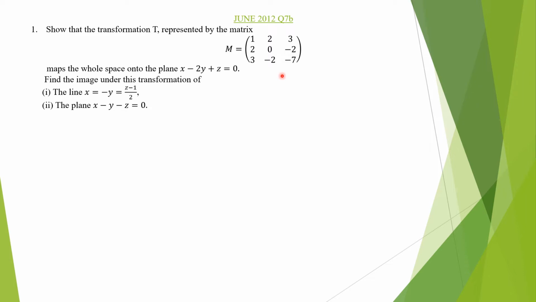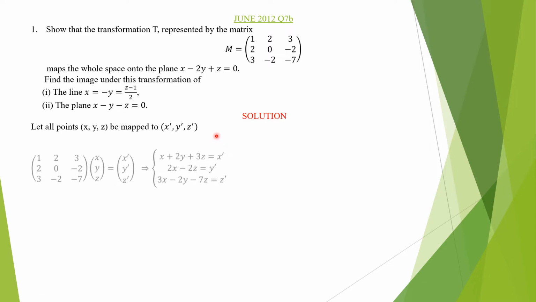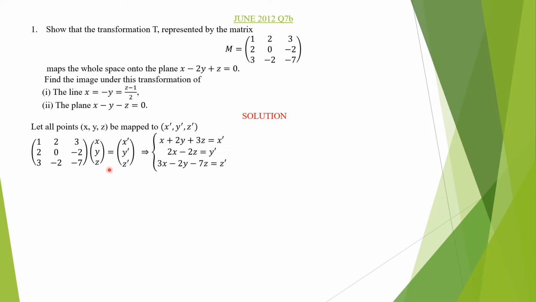Okay guys, let's dive right into the solution. Let's just say all points x, y, z are mapped onto the points x prime, y prime, and z prime. Therefore, M times the point x, y, z should give x prime, y prime, z prime. Generally, to get the image of any point, we multiply that point by the matrix of transformation. So multiplying these two matrices, we now get this.